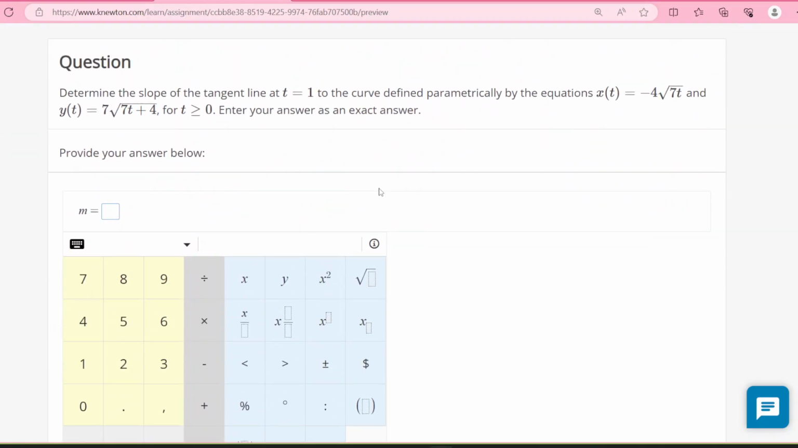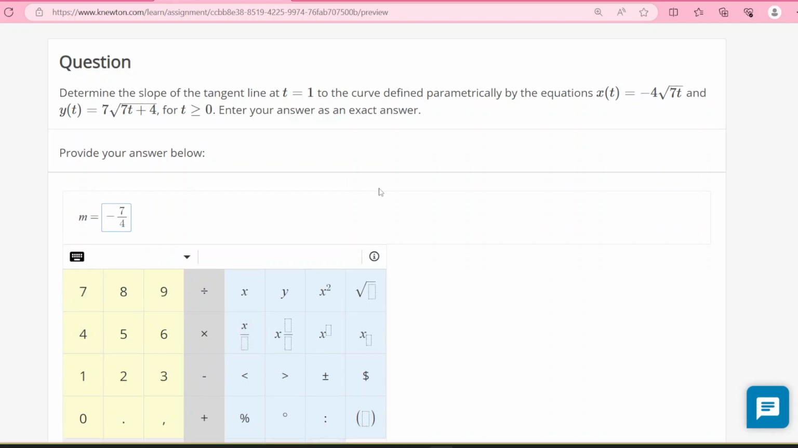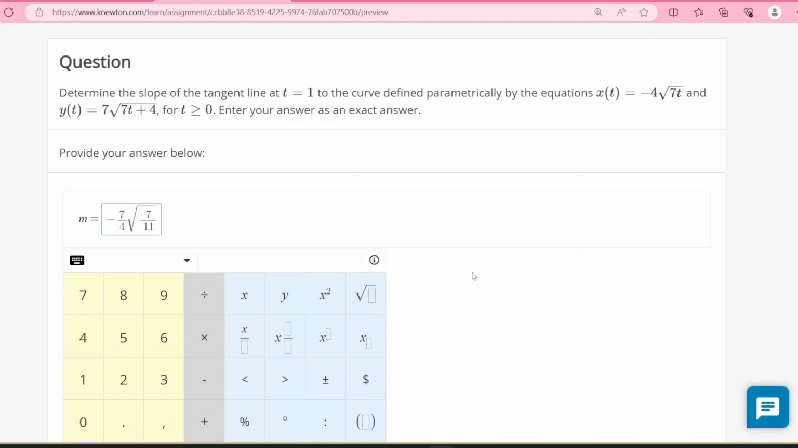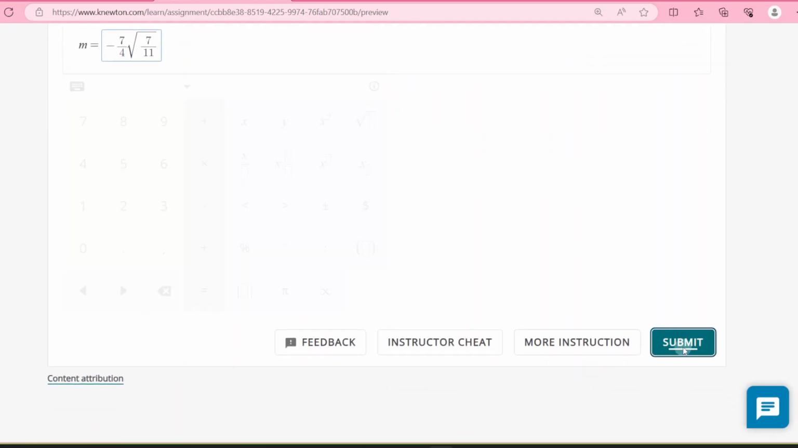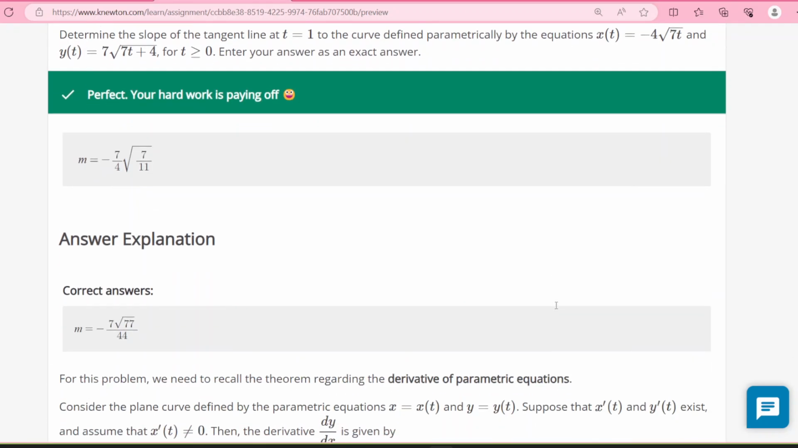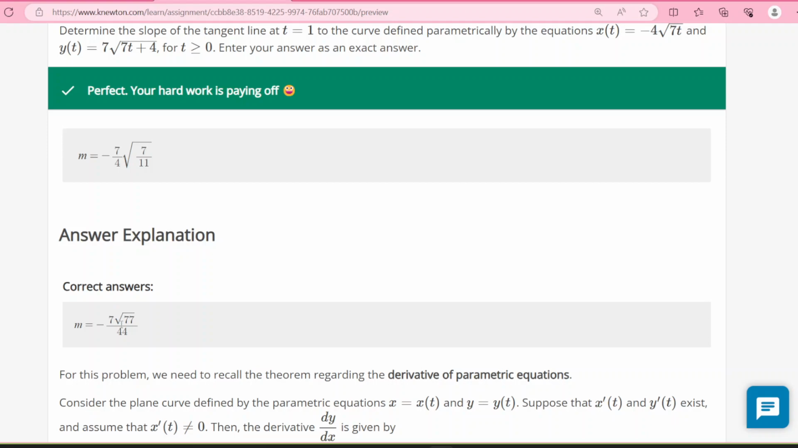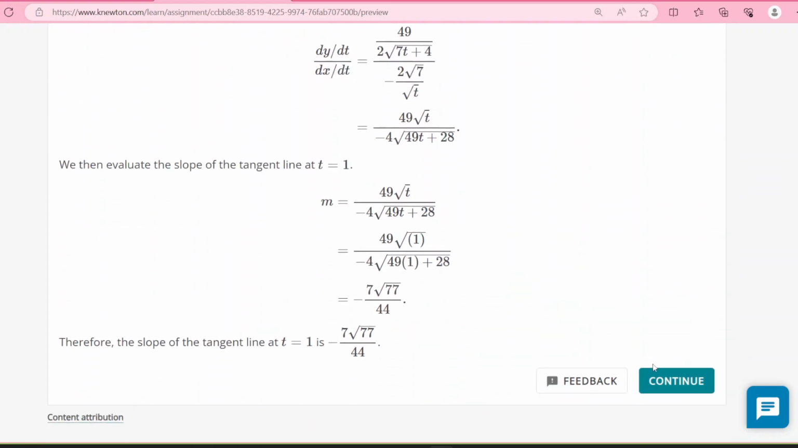Now they have m equals, m for slope usually. And I'm putting negative 7/4 times the square root, and then inside that square root, 7/11. Great. So they rationalized it, multiplying the top and bottom here by the square root of 11. Whatever, we got the same value.